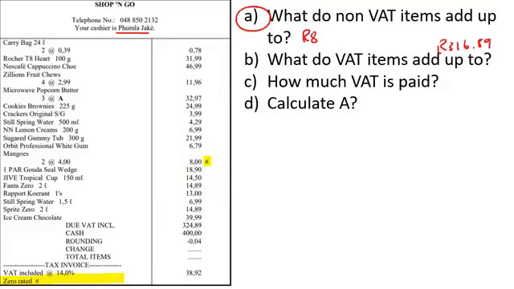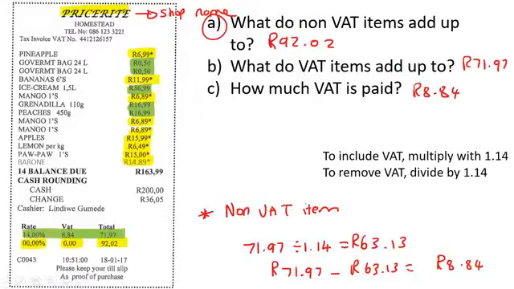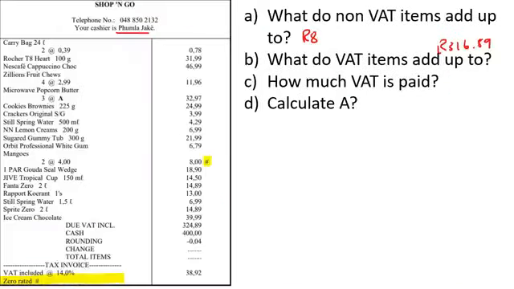Now the next question says, how much VAT is paid? Well, we can see here. We can work this out in many ways. We can also just read it off. It says that on the items that do include VAT, they charged us 38 Rand and 92. Just like in the previous lesson, we could have just worked out 8 Rand 84. So you can read it off and just say 38 Rand and 92.